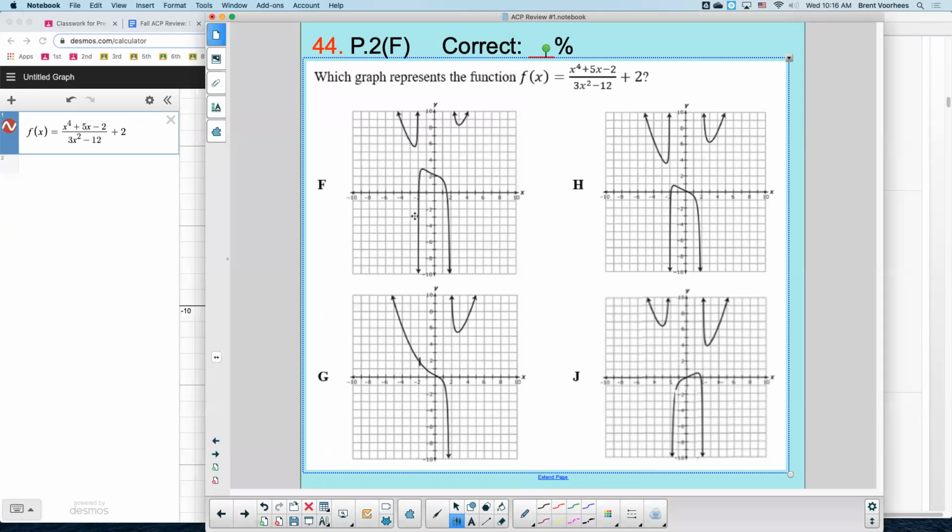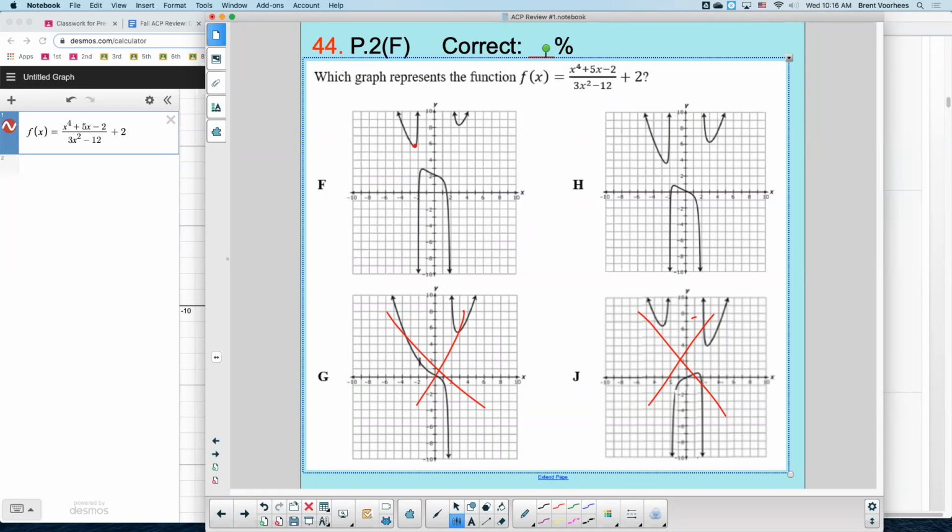So I can quickly see F has a parabola on the left lower than the right. H does as well. G does not, and J does not. J is lopsided backwards. So I'm going to eliminate those 2 options, which means the answer is either going to be F or H. And I can decide that in a number of ways.